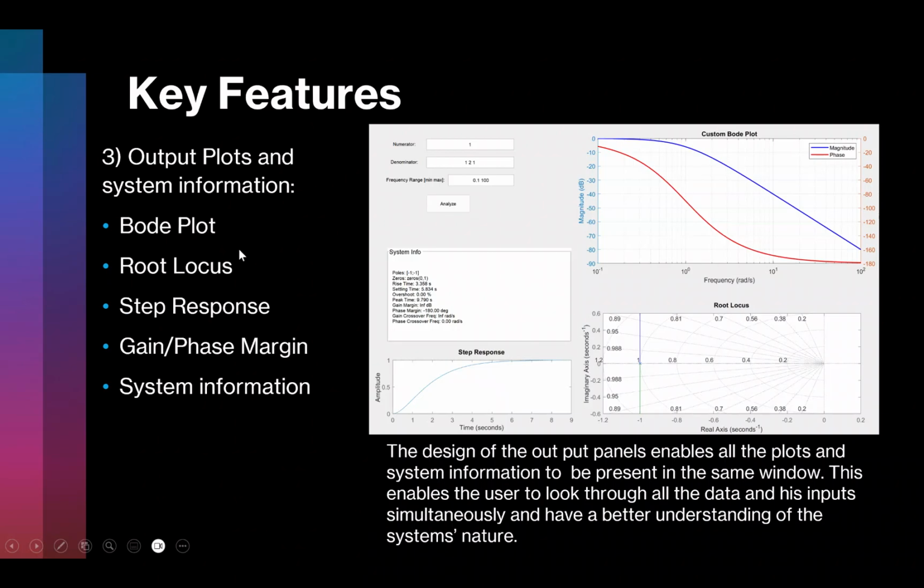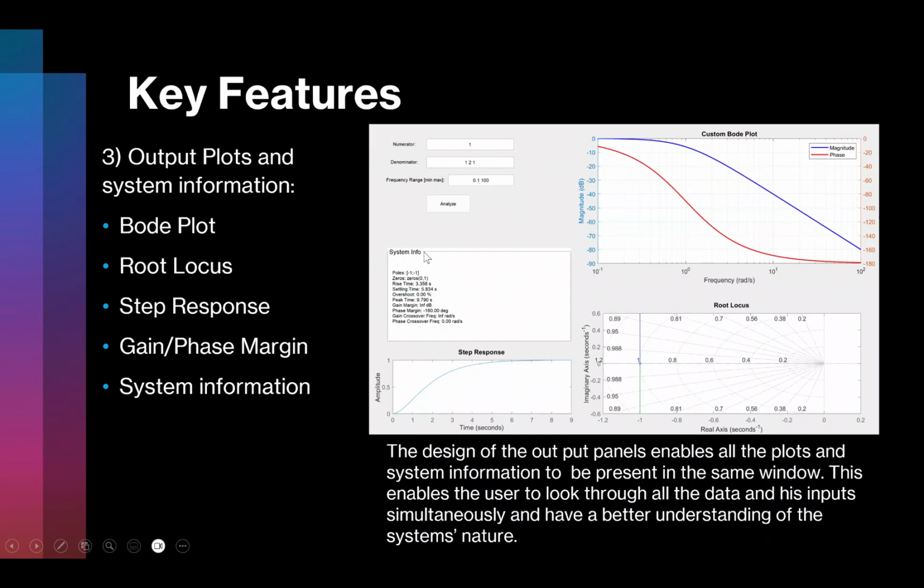So here we have three output plots, and then we have the system information box. We have the custom Bode plot, the root locus, and step response, all types of curves that demonstrate the system's stability. And the system information box contains information such as the poles, the settling time, the overshoot percentage, the peak time, and of course the most important information, which is the gain and phase margin.